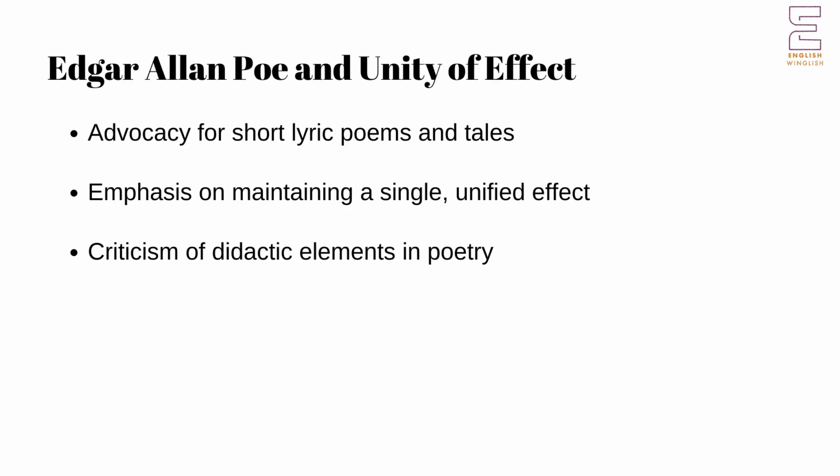Edgar Allan Poe and the unity of effect. In America, Edgar Allan Poe extended Coleridge's theories by advocating for the excellence of short lyric poems and tales. Poe believed that shorter works could more effectively maintain a single, unified effect. In his essay, The Philosophy of Composition, Poe explained how the parts of his poem, The Raven, were developed to achieve a desired emotional impact.